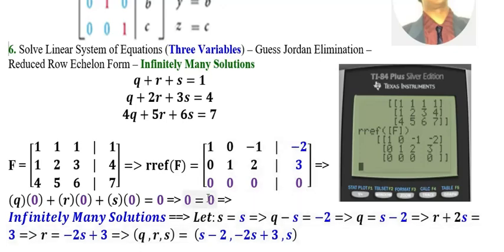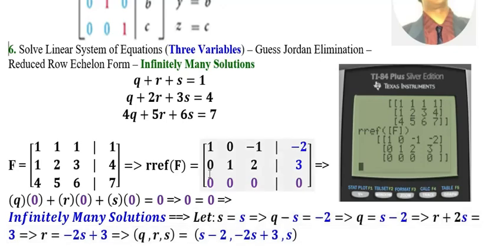That means q times 0 plus r times 0 plus s times 0 equals 0. That means 0 equals 0. That means infinitely many solutions. Let s equal s, the independent variable. That means from the first row we have q minus s equals minus 2. That means q equals s minus 2.